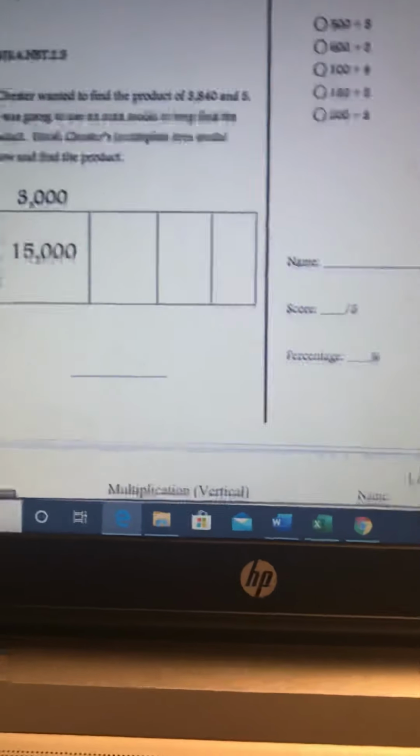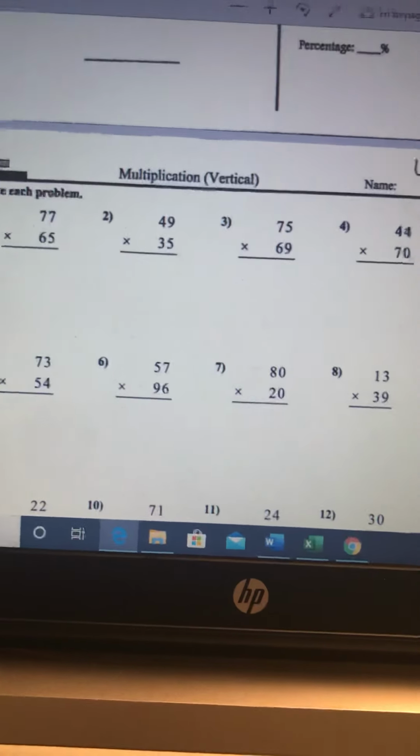Okay? All right, I'm going to turn my camera around and I'm going to go over again how we multiply 2-digit by 2-digit numbers. Okay?